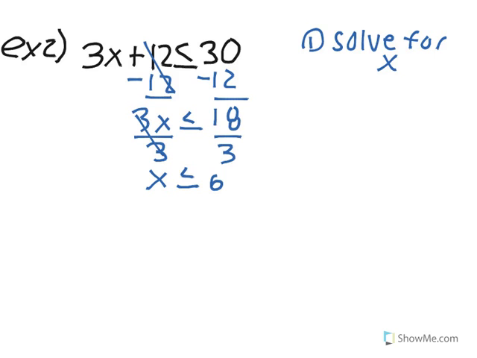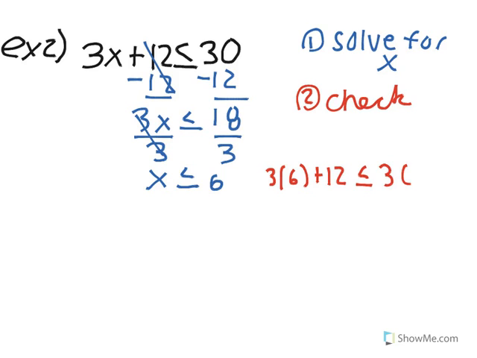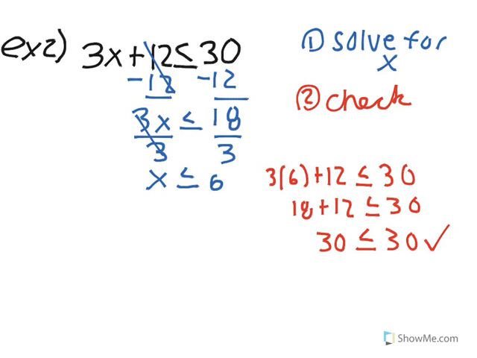Okay, so this is what we got. Our second step is now to check. So a number that is less than or equal to 6. We can use 6 in this case because x can equal 6. So we're going to do 3 times 6 plus 12 is less than or equal to 30. So this could be 18 plus 12, 30. 30 is less than or equal to 30, which is a true statement. So there we go. Now we're going to graph it.